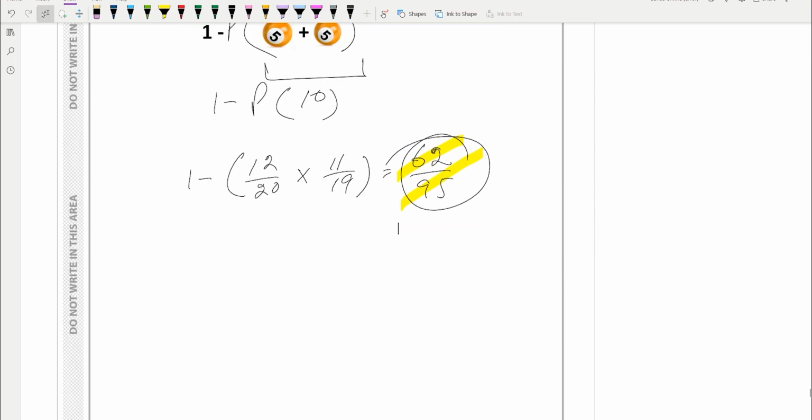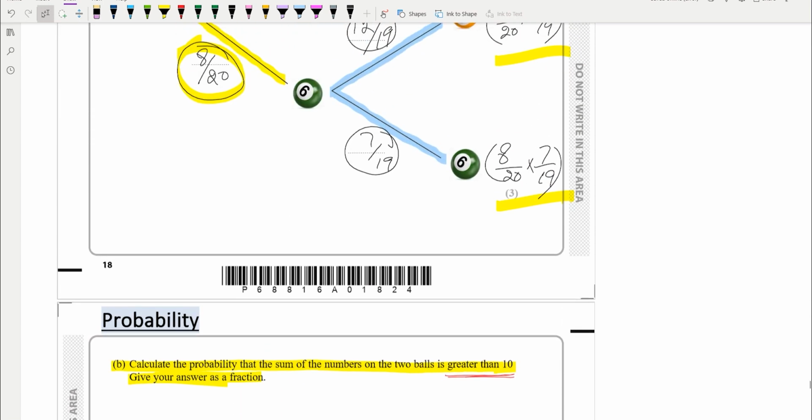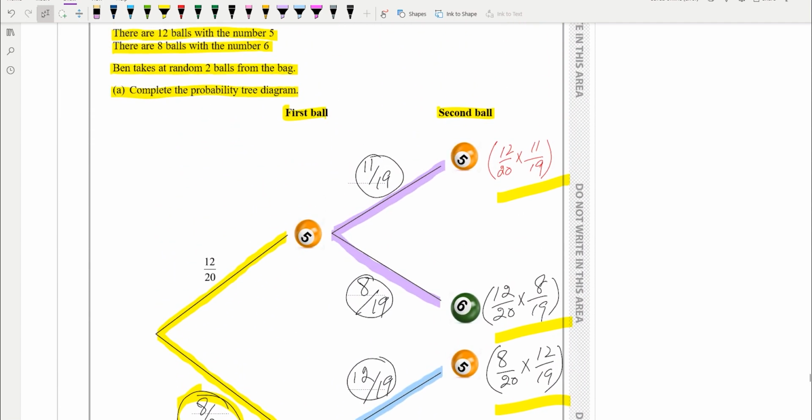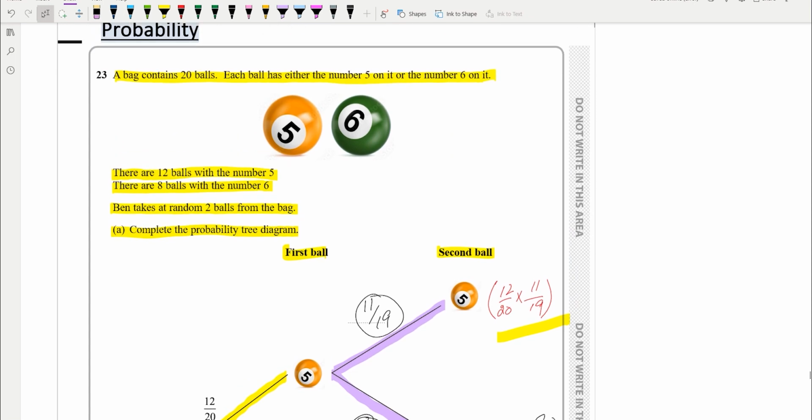Hopefully you understood this. These types of tree diagram questions you should practice a lot, so that you can attempt the questions in past papers.